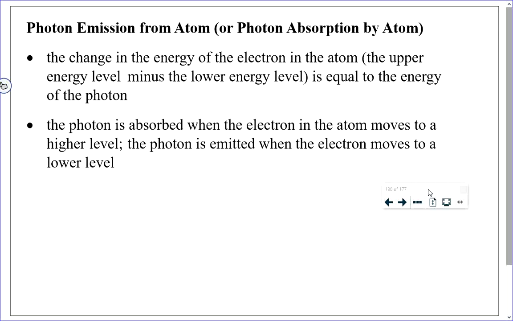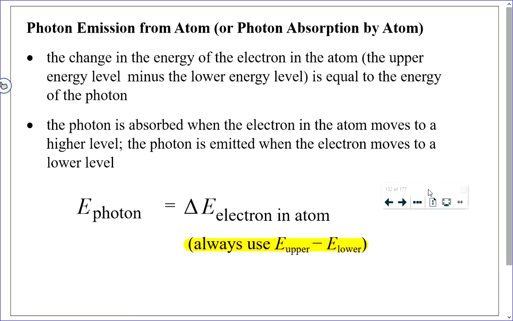The photon is absorbed if the electron moves to a higher level, and if the electron moves to a lower level, the photon is emitted. But in either case, the energy of the photon is equal to the change in the energy of the electron, and you always use upper minus lower. This is conservation of energy.